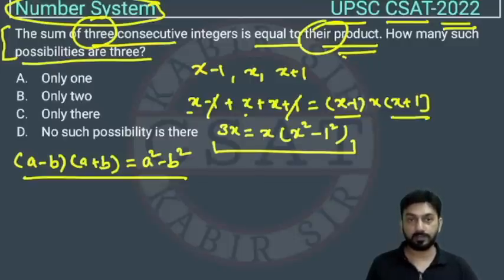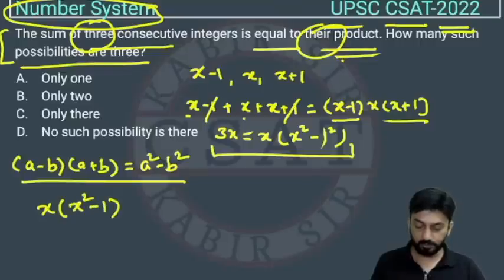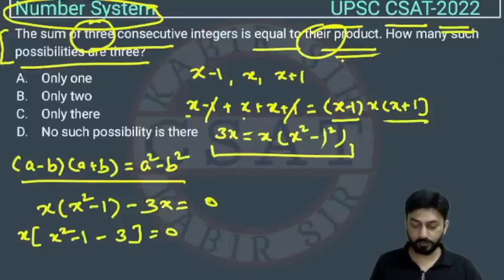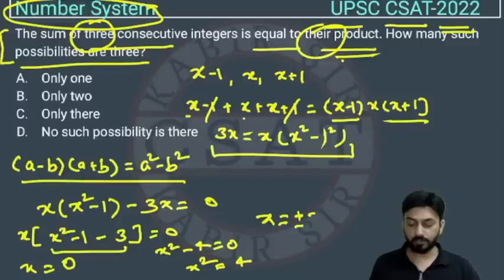Now इसको कैसे solve करेंगे? Now I will solve it here, right? So I will keep this x into x square minus 1. Now I will bring this 3x across, so it is equal to 0. Now I will take x common, right? So this will become x into x square minus 1 minus 3 is equal to 0. So x is equal to 0. So one value of x from here I will get is 0, right? Now this inside will become x square minus 4 is equal to 0. So x square is equal to 4. So x की value यहाँ से कितनी आएगी? Plus minus 2, right?